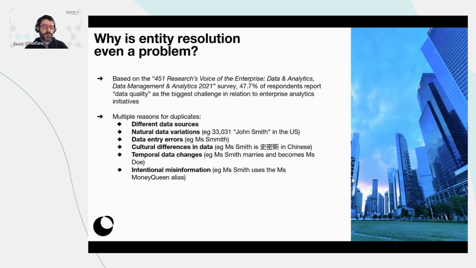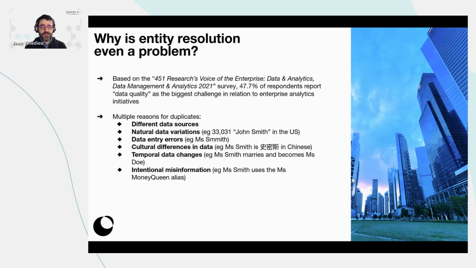And there are multiple reasons for duplicates. It can be that the data is coming from different data sources, and that's what we were just talking about. It can be also that there's some natural data variations. For example, there are an estimated 33,000 John Smiths in the US alone. It can also be data entry errors. Say I'm Miss Smith calling a customer center to create a customer profile, and maybe there's some sort of fat finger error, and at the end of the process, Miss Smith ends up with two M's.